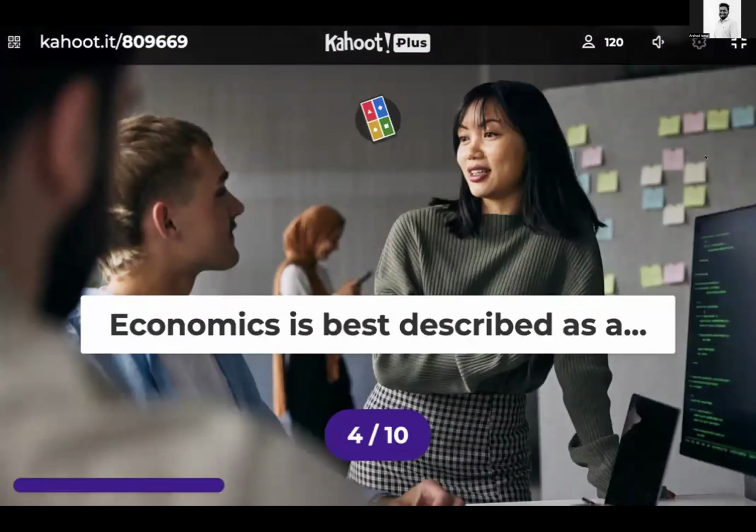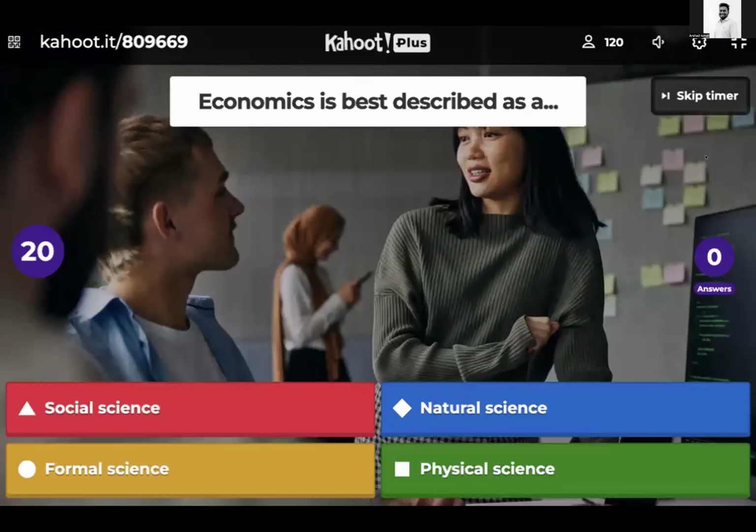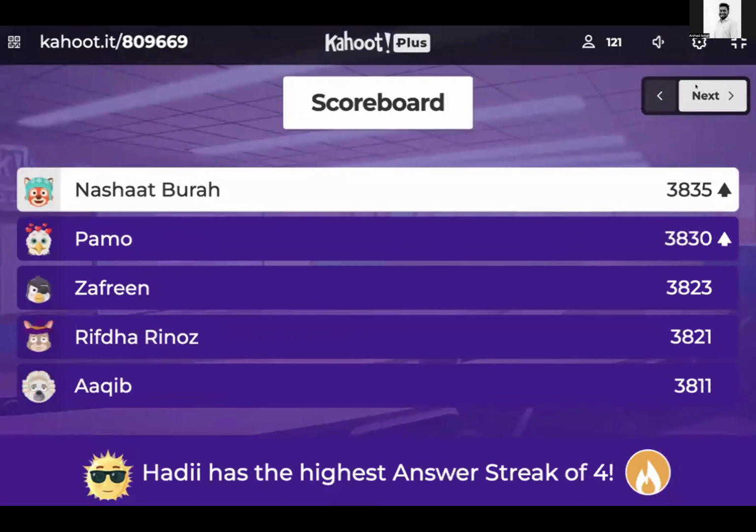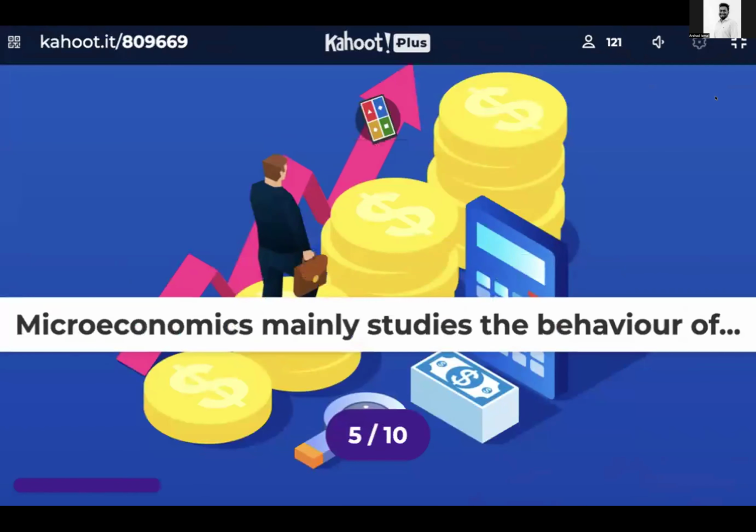Fourth one. Economics is best described as a social science, natural science, formal science, physical science. Best described as a what? As a social science. So remember, I told you it studies how humans behave. The red one. Nice to see so many of you get it right. Brilliant. Ooh, the leaderboard has changed. Timing matters, no?